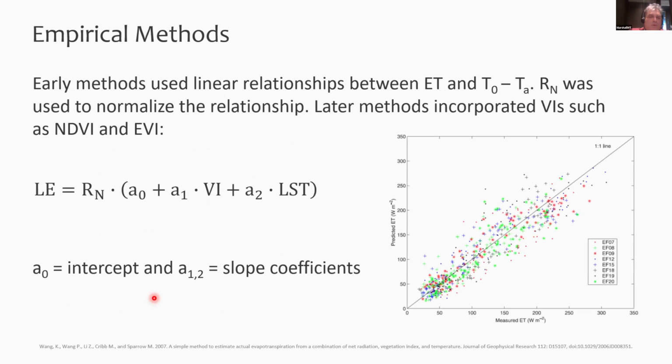So probably the most famous, I would say, empirical method is this one by Wang, 2007, and it simply estimates latent heat as a function of net radiation, vegetation index, and land surface temperature. But I've never seen it used anywhere, so I'm assuming, like most empirical methods, it has that transferability issue.